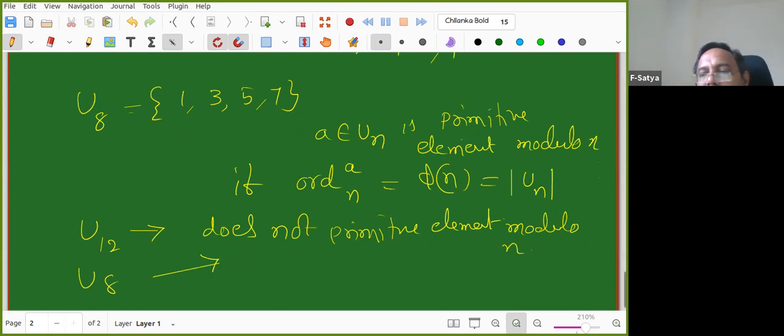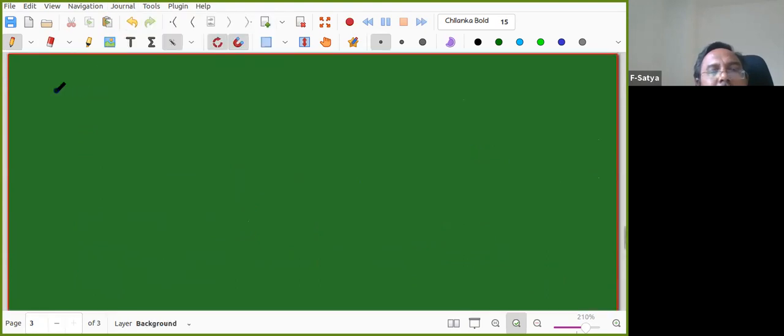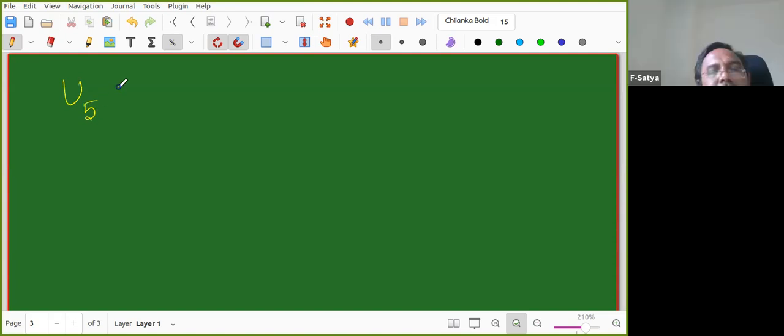Okay, let us work with one more example where primitive roots are available so that it will be clear. So Gaurav, can you help me? Can I ask a few questions to you? Sure, sir. Can you tell me what is U5? So 1, 2, 3, 4. Very good, correct. Right?